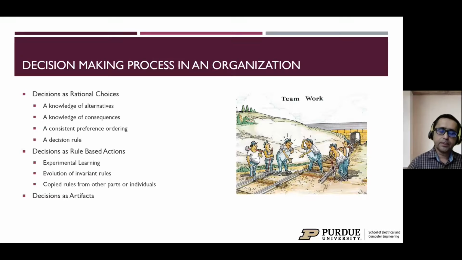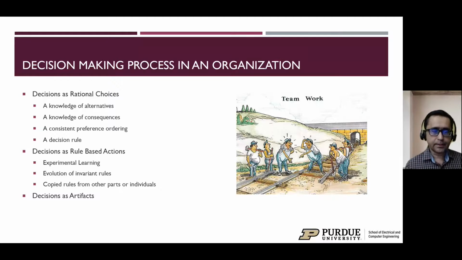Now let's look at a decision-making process in an organization. So decisions, if you really go through the articles and the book written by James March and Herbert Simon, he describes the decision-making process in three different ways. Decisions as rational choices, decisions as rule-based actions, and decisions as artifacts.